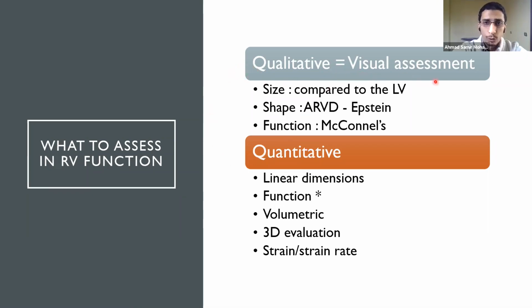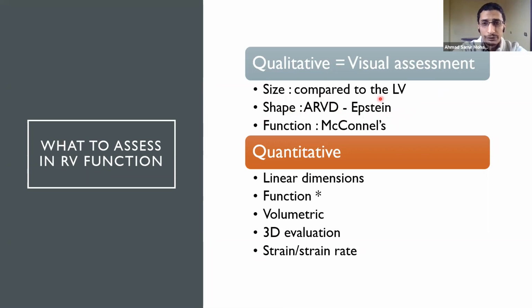The qualitative means that you will judge it by your eyes, and not necessarily express your judgment in terms of figures or numbers. Like the size, we have to be confident to say that this right ventricle is dilated, although it is within the normal range for the figures, when it is as big as or larger than the left ventricle of the same patient. The right ventricle should be smaller than the left ventricle, at around 90% or so.